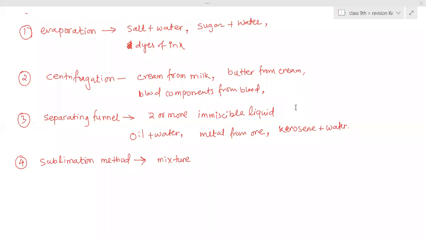Whenever they ask to separate camphor from salt, you should know that camphor is sublimable, then only you can tell that. So you should know the sublimable substances. In the sublimation process, if the mixture has one substance that is sublimable, it can be separated by this method. In this method, we only have to heat the mixture.